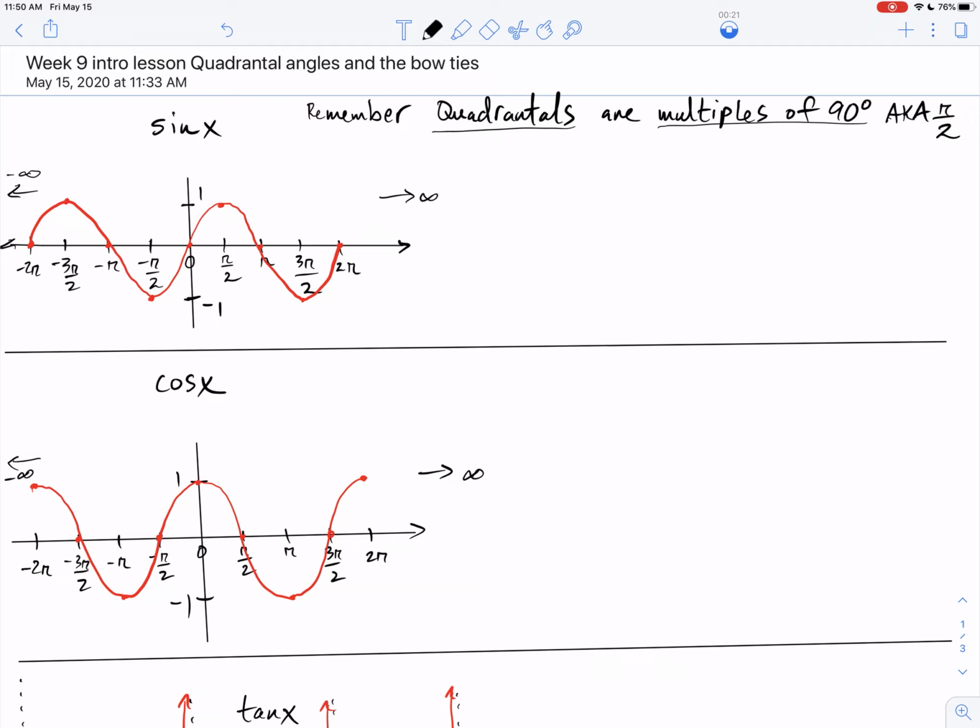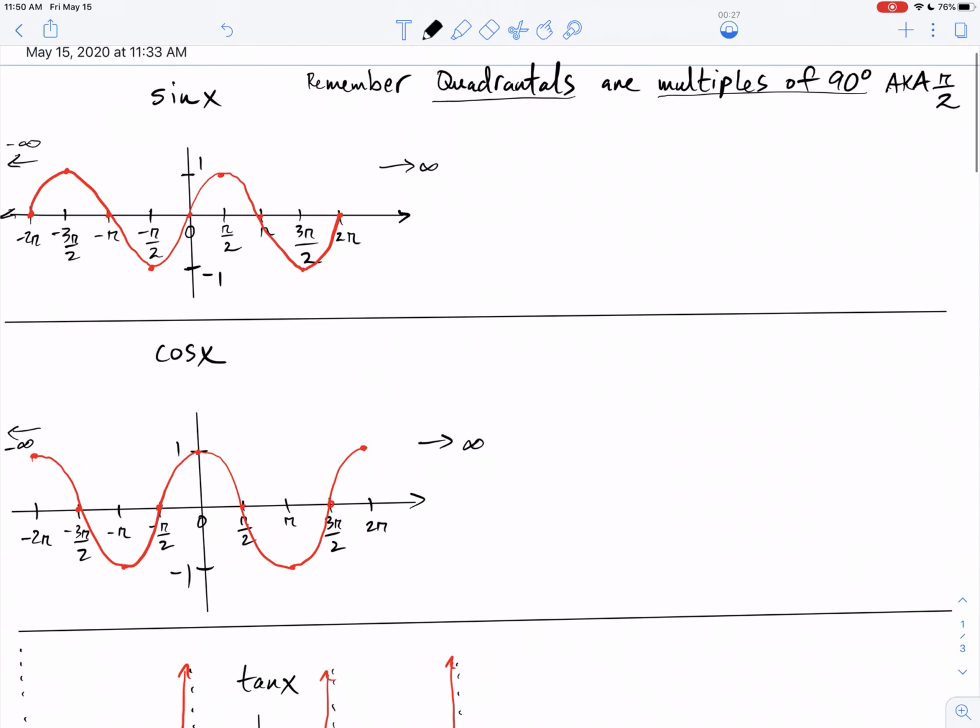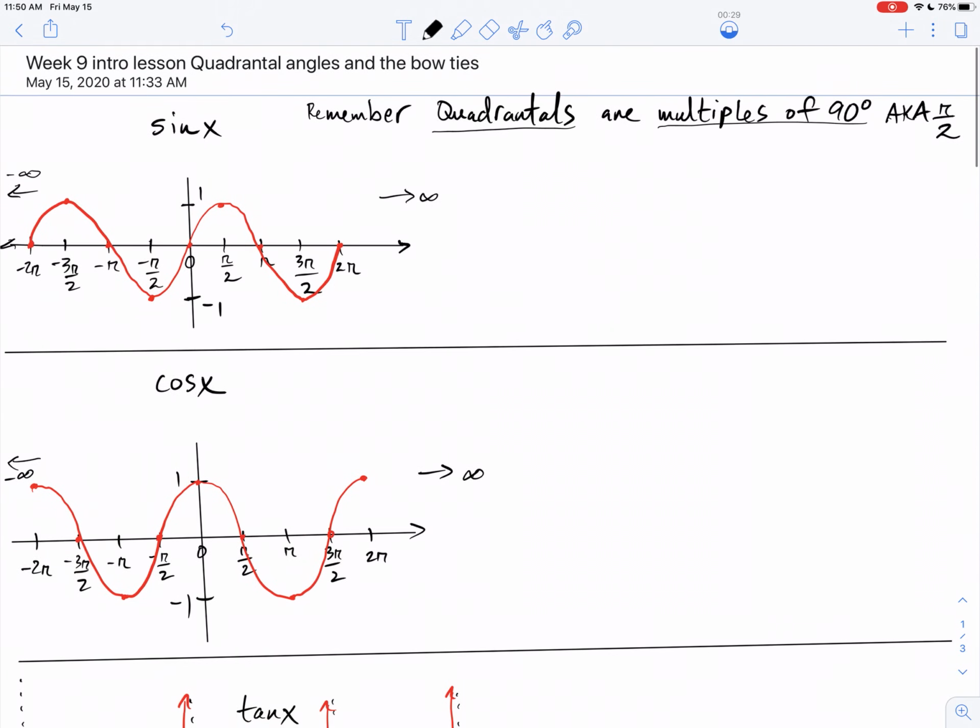So you'll see I have my sine graph, my cosine graph. Heck, I have a tangent graph down here. We're going to talk about that too. But this is to help you with quadrantals, which are any multiple of 90 degrees. In this case, we're used to graphing with radians, so I made my graphs with radians. But what I want you to use this for is evaluating functions.